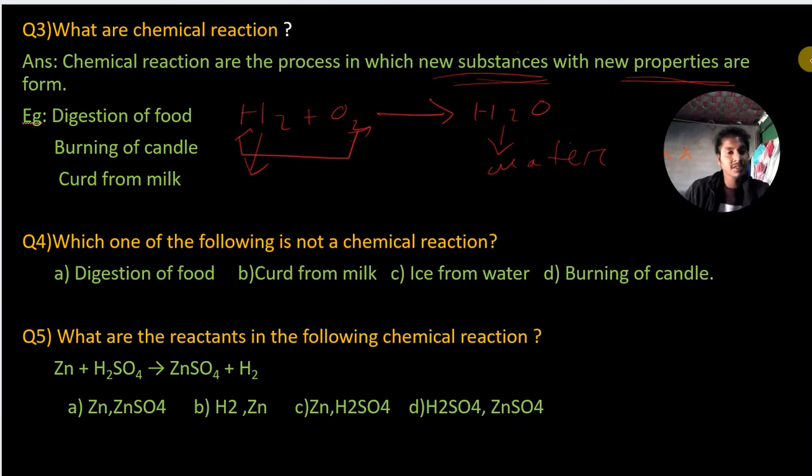The next problem is, which one of the following is not a chemical reaction? The options: digestion of food, it's a chemical reaction. Curd from milk, chemical reaction. Ice from water, not a chemical reaction. Burning of candle, it's a chemical reaction. So the correct option is ice from water. Why is this not a chemical reaction? Because it is a reversible process.